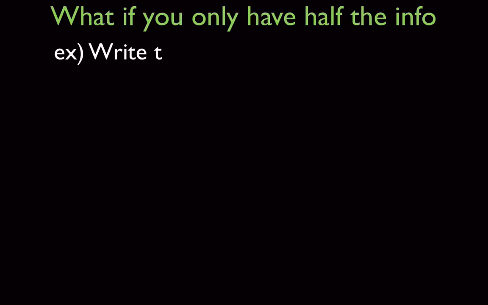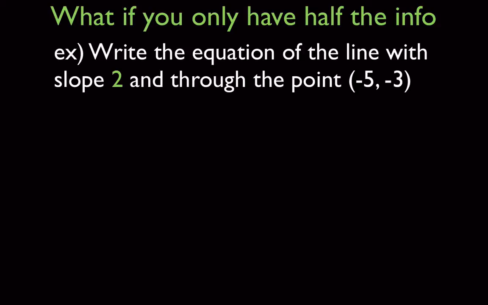And the last example we're going to try on the notes, we'll try plenty more in class, don't worry, is this one. Okay, so the slope is 2 and the point is (-5, -3). So go ahead and fill that out and we'll begin.